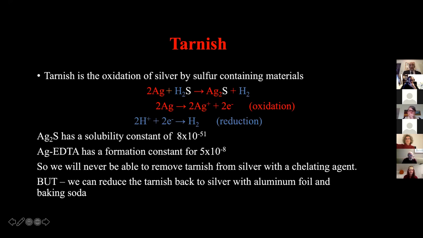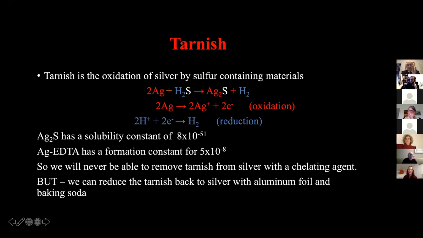The important thing here is that silver sulfide has an incredibly low solubility constant, 8 × 10⁻51. EDTA's chelating power with silver is 5 × 10⁻8. So if we wanted to remove silver sulfide with a chelating agent, it's never going to happen, because the difference between the -51 being so insoluble and the silver EDTA being comparatively weak means we're never going to get silver sulfide to chelate and the silver go into EDTA.